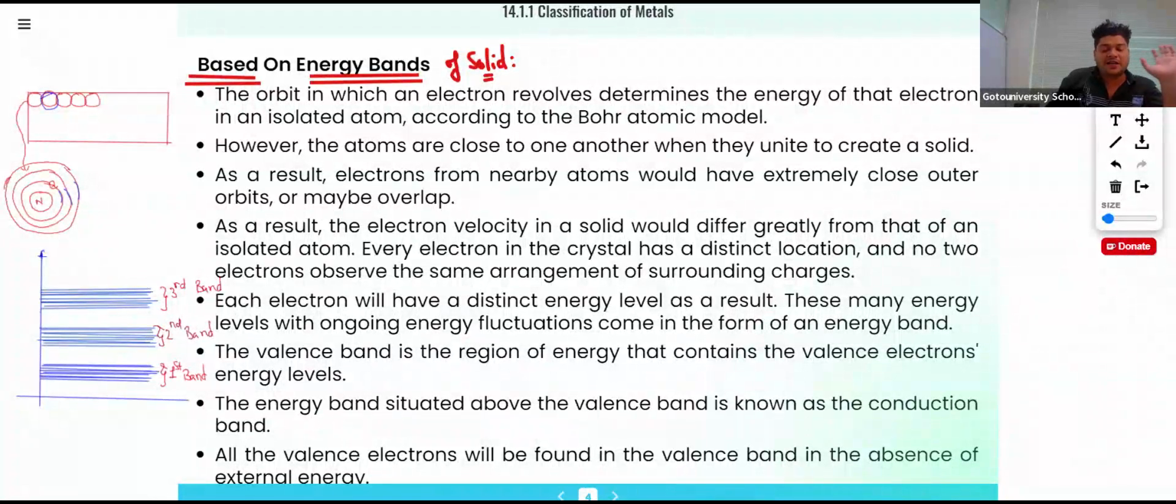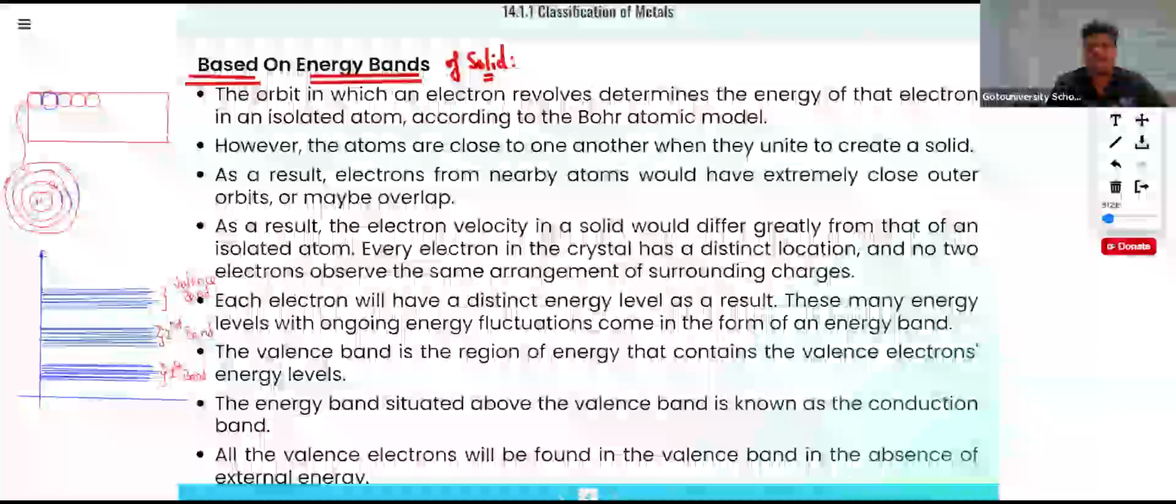I repeat again. First shell energy will be known as the first band. Second shell energy will be known as the second band. Third shell energy will be known as the third band. Last shell energy will be known as the valence band. In this case, if I am considering that the third shell is the last one, then this third band will be your valence band. If you're plotting last shell energy, it will be known as the valence band.